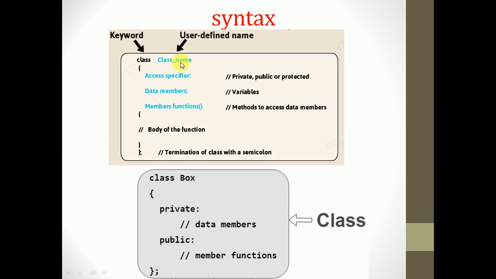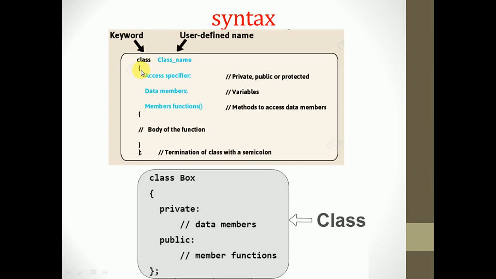Now we'll see what the syntax of a class looks like. As you can see, this is our syntax of the class. You have a keyword which is called class, and this is the user-defined name. What do I mean by keyword? Keyword means we cannot change this particular word. This class name can be any name. It can be world, it can be car.